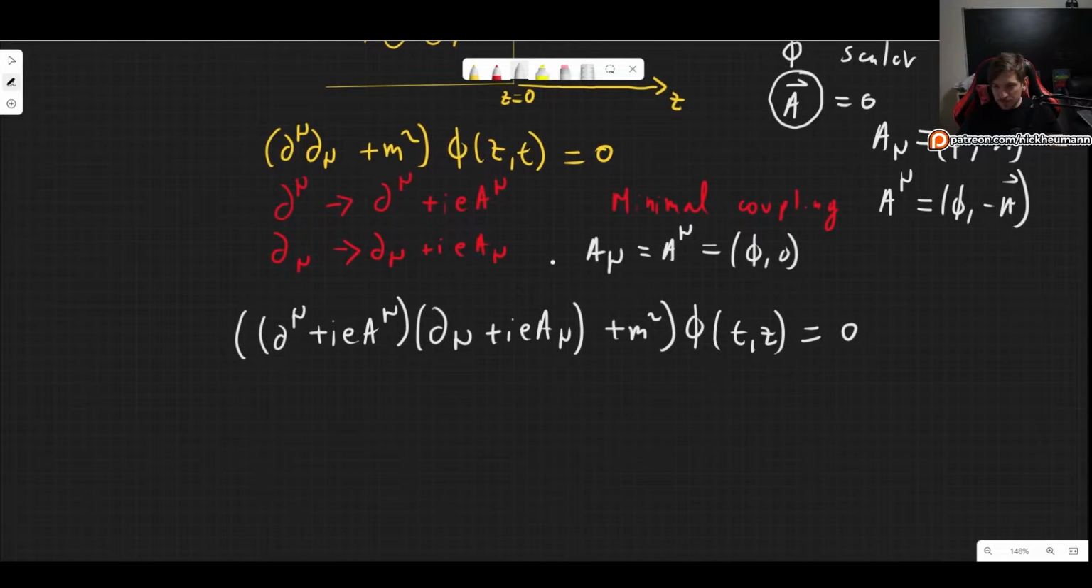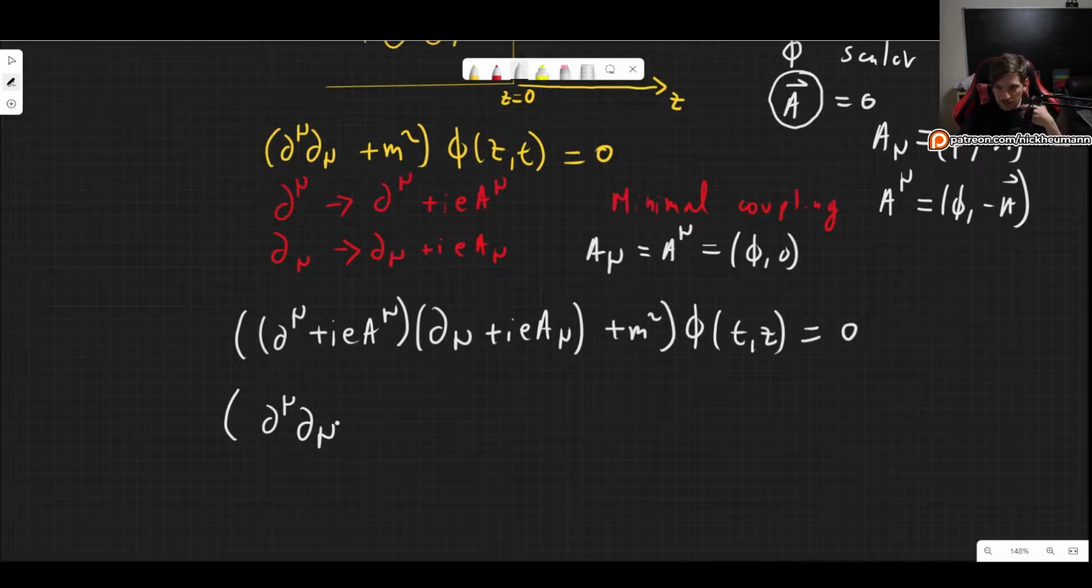Now let's multiply through, not really doing anything else. So we get d mu. Now I wouldn't write this as the D'Alembertian, because we want to apply the derivative soon.